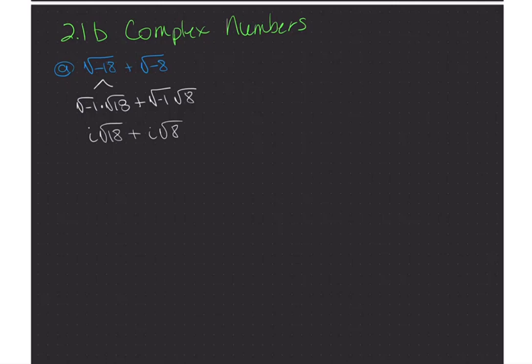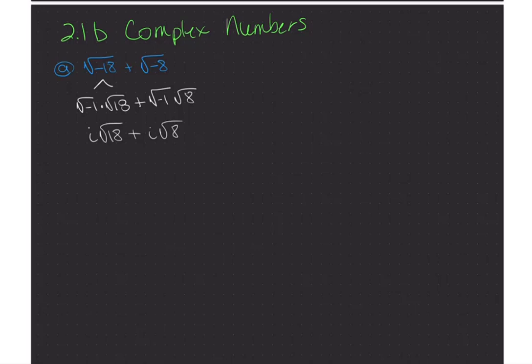So now in order to add these two together, unfortunately right now our radicals are not the same number. Right now we have i times the square root of 18 and i times the square root of 8. But we can't combine the square root of 18 and the square root of 8 unless those radicals are exactly the same, because you're going to ultimately add up how many of those square roots you have. So we need to break this down a little bit.